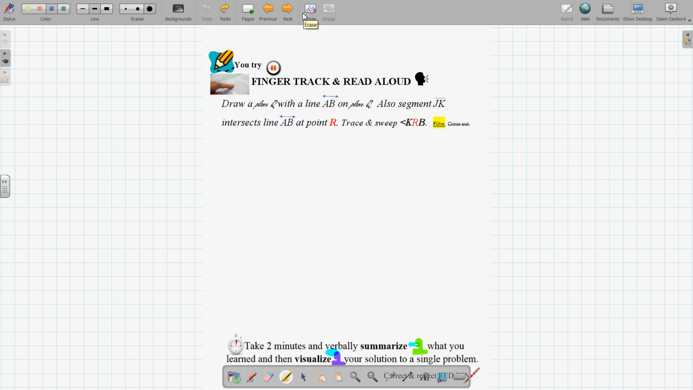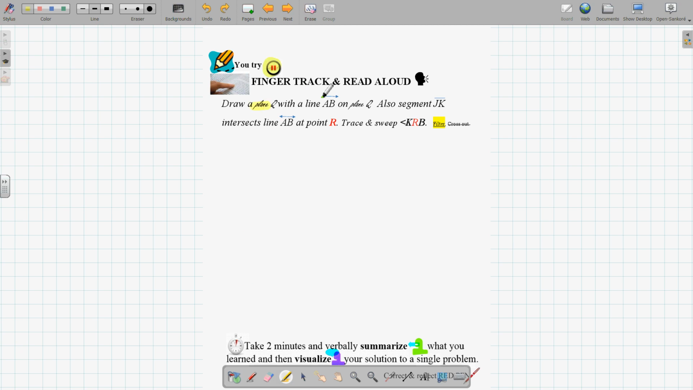Ready? You try this one completely on your own. Pause the video. Try to translate this into a picture and then restart. Have your red pen handy. Ready? Pause. Restart. Welcome back, students. Let's see how you did here.